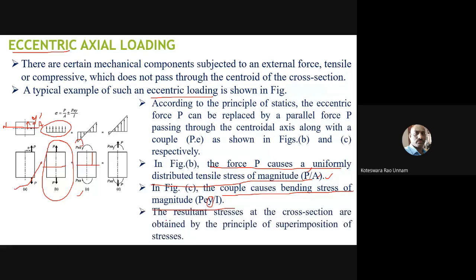Then we get the resultant stress. To compute the resultant stress at the cross section, we just use the principle of superposition. The name itself suggests that it is superimposing one upon the other, so we call it superposition or superimposition. You place one upon the other, then find the resultant. This is how you can calculate the resultant stresses when there is an eccentric axial load.